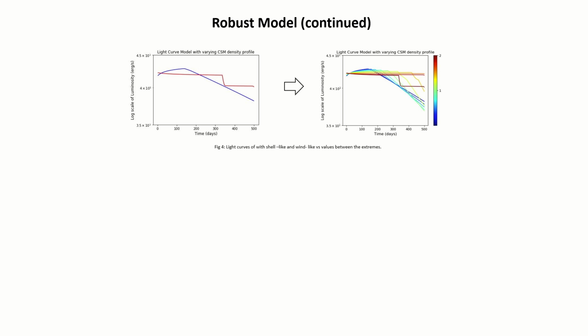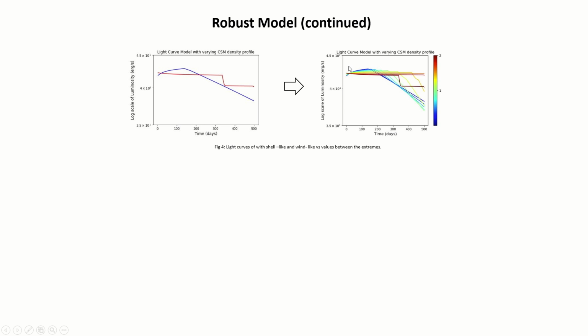As an example of the improvement that this model made, you can see on the left a graph of luminosity as a function of time, which is called the light curve. This blue line is the one extreme for the CSM. It's the wind-like extreme, and this red line is the other shell-like extreme for the CSM profile. And so these are the two values that current models are able to do.